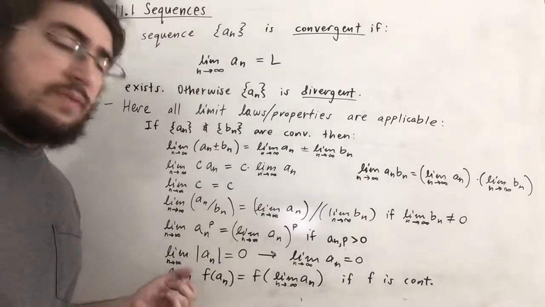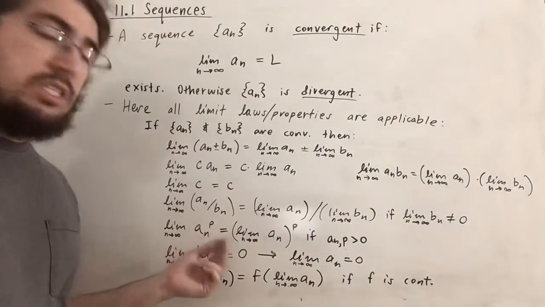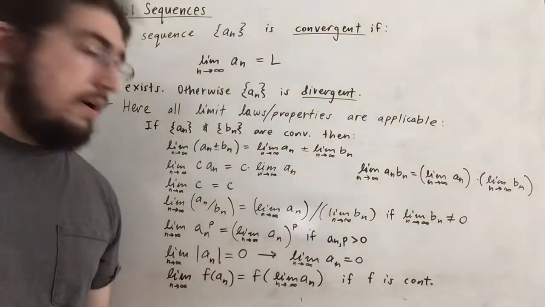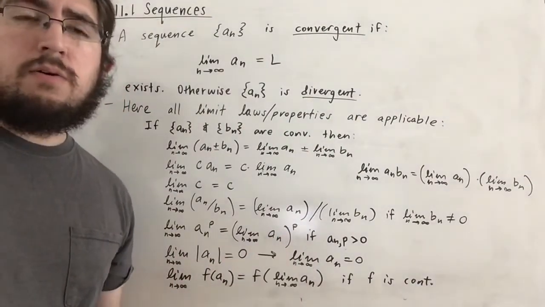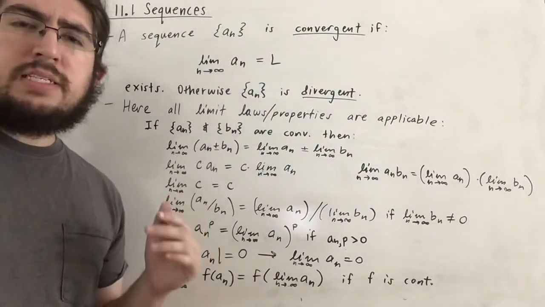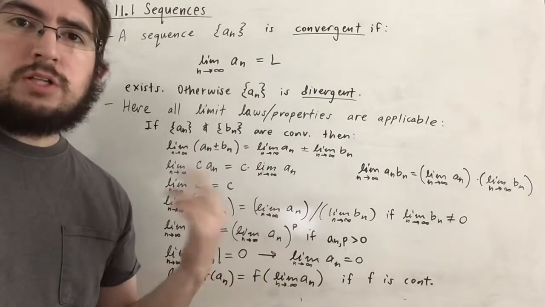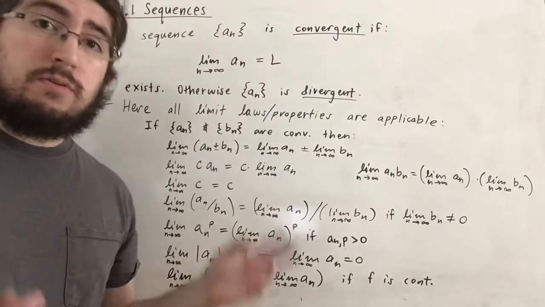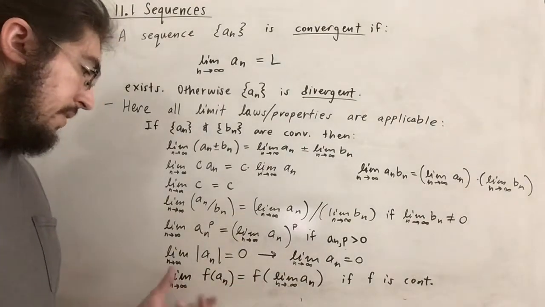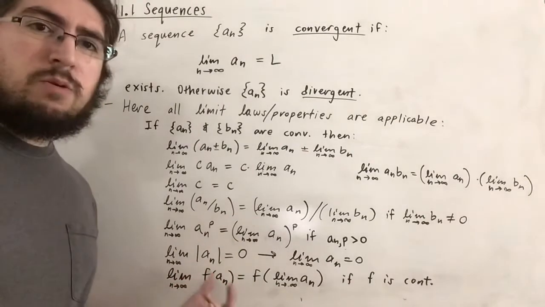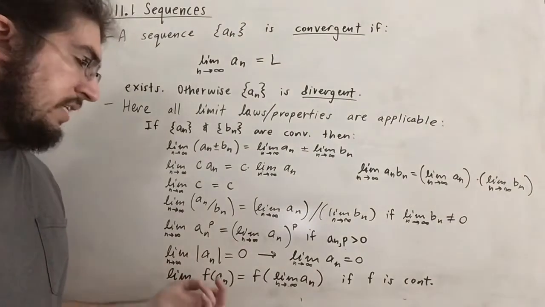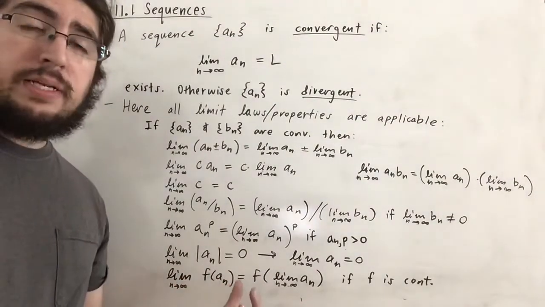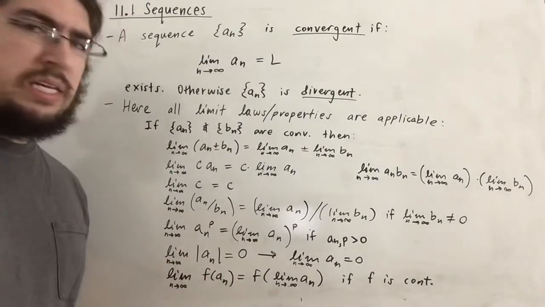The limit of the absolute value of a sequence being 0 implies that the limit of the sequence itself is 0, which helps because when you have alternating sequences, you can ignore the alternating part, and if it goes to 0, then that means with the alternating part, it still goes to 0. So that's nice. Here, this is if you have a continuous function for the last one. If you have a continuous function, you can pull the function out of the limit. So we'll see some examples of these right now.